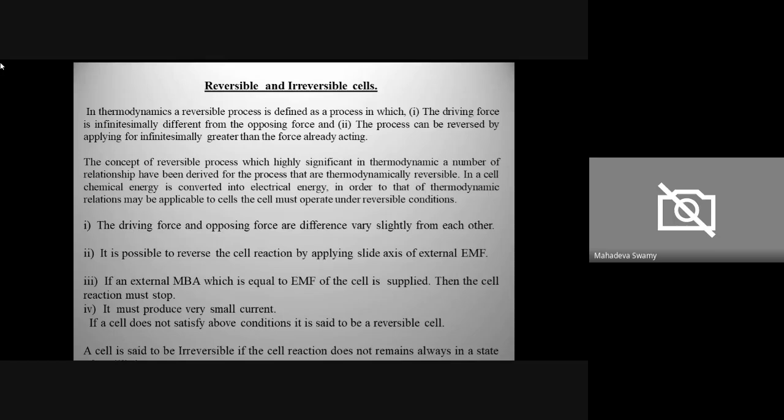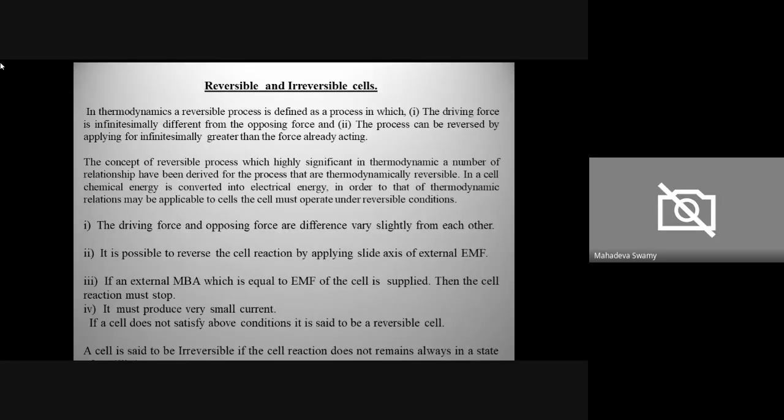One force produces movement of electrons from one side to the other. When we apply an opposing force slightly greater than what the cell produced in the amount of current, what happens? It is point number one: the driving force and opposing force differ very slightly from each other.